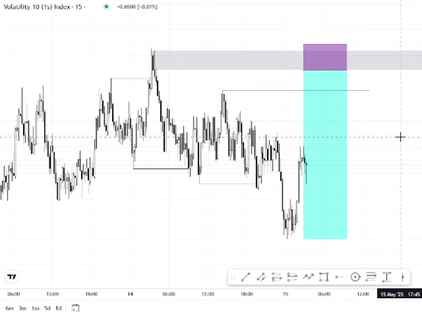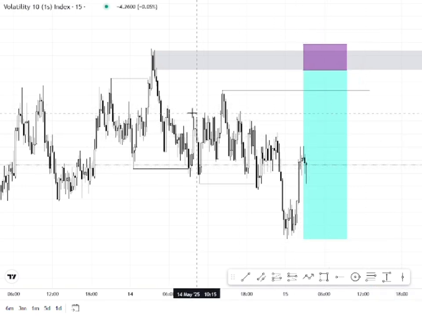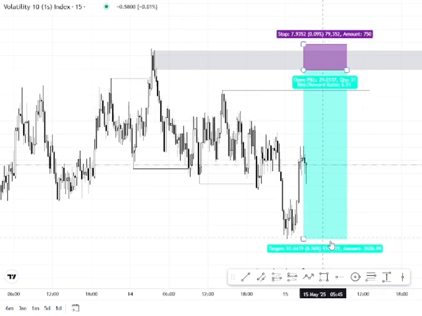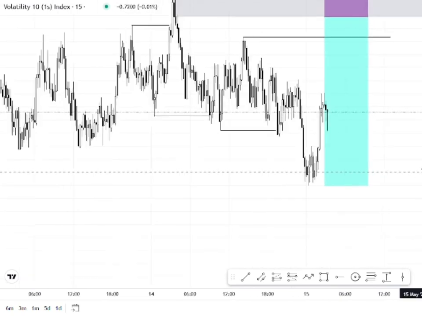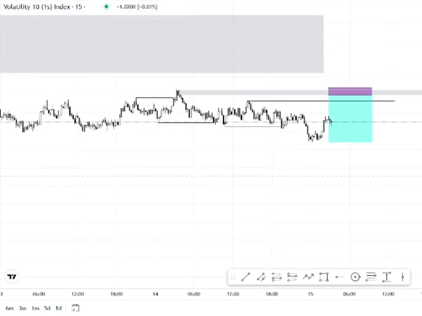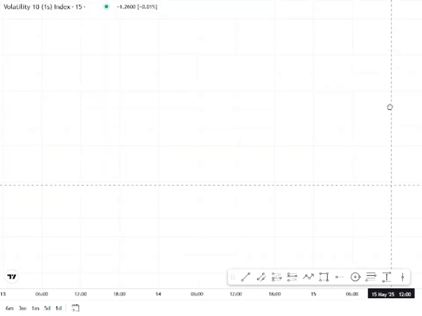So that is basically it. So wait for price to come, tag you in, and you sell to the downside. And remember where your target is. Your target is down here. Your swing target is down here.